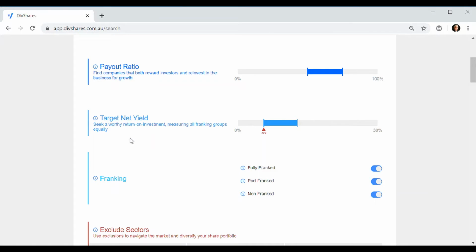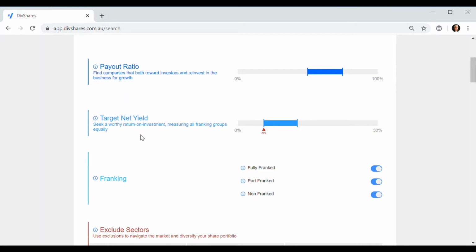Target net yield. Everyone wants a good return on investments, which is more commonly known as yield. For most share markets, yield is based on the cash dividend received by investors. But here lies a potential danger for the unwary.